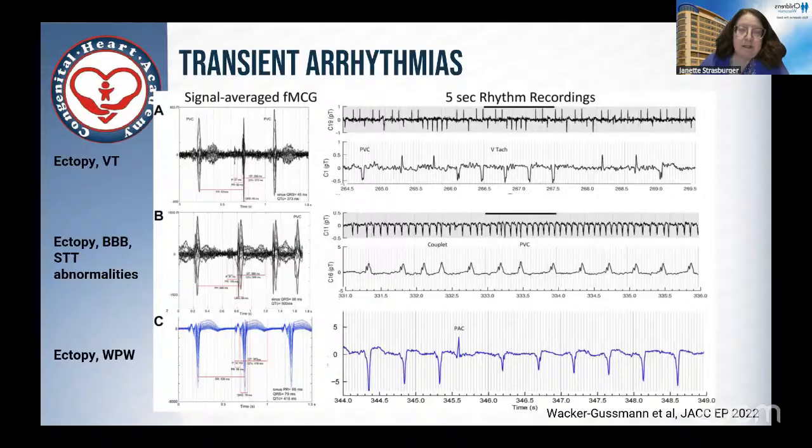So this is just some examples of the heart rate tracings. These are 5-second heart rate trends. So this looks just like a rhythm strip, and these are seconds along the bottom. This is just a non-sustained VT that would not have probably been evident by an echocardiogram.